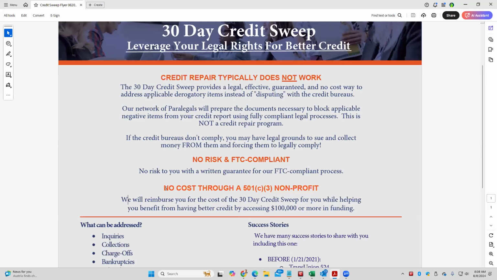So, as it says, no cost through a 501(c)(3) nonprofit. We will reimburse you for the cost of the 30-day credit sweep while helping you benefit. So can someone just come in and use the credit sweep program off the street? I guess they could, but that's not the focus. The focus is helping our participants in the four-week funding program have the greatest options for funding. So hopefully that makes sense.